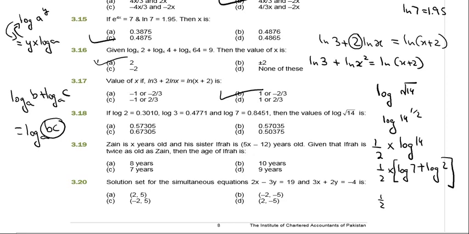Now we know the value of log 7. Log 7 is given as 0.8451, and we know the value of log 2. Log 2 is given as 0.3010. If we solve this, 0.8451 and 0.3010 added, multiplied by 0.5, this will be 0.57305, which is 3.18 a.